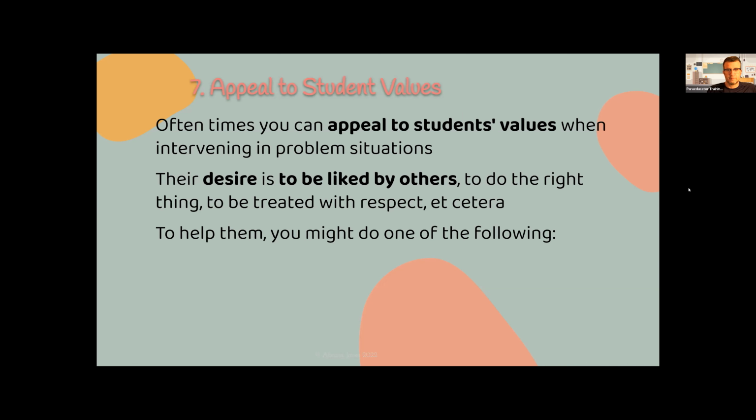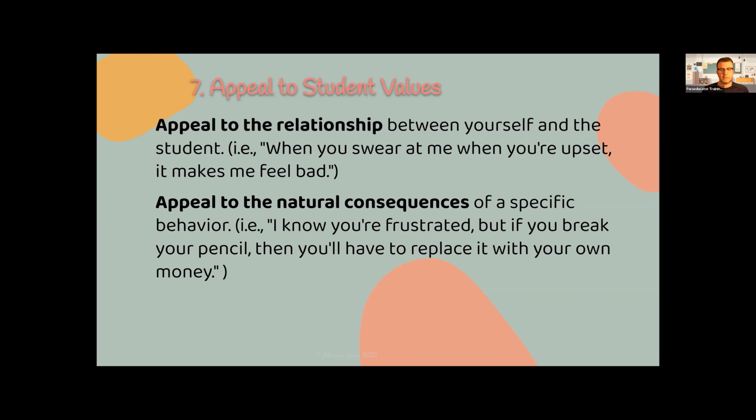Okay, what about values, things that we believe to be important? Oftentimes you can appeal to a student's values when intervening in problem situations. Their desire is to be liked by others, isn't everybody's, to do the right thing, to be treated with respect, etc. To help them, you could do one of the following things. Appeal to the relationship between yourself and the student.